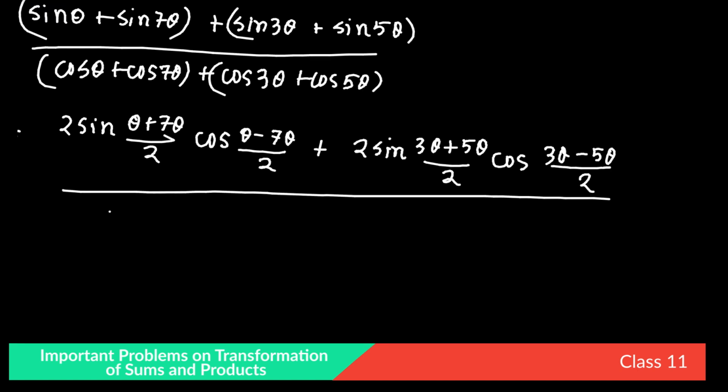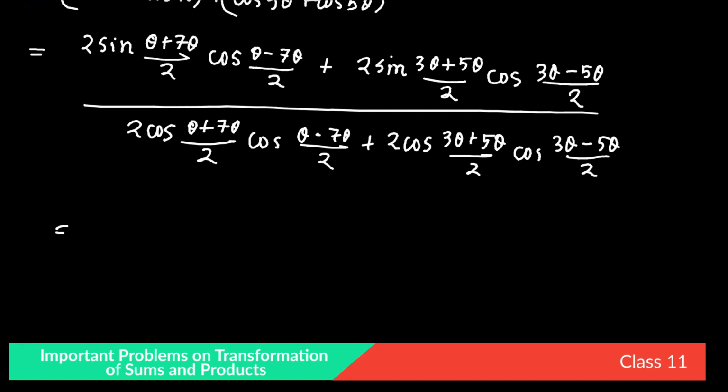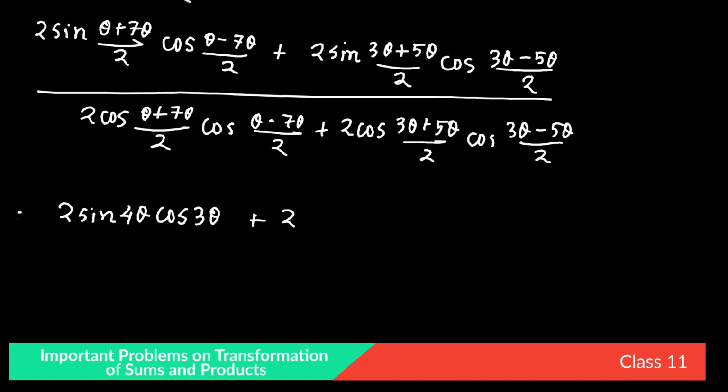by what we have, cos c plus cos d: 2 cos of theta plus 7 theta by 2 cos of theta minus 7 theta by 2, plus 2 cos of 3 theta plus 5 theta by 2 cos of 3 theta minus 5 theta by 2. Okay, so it is actually what? It is 2 sine of theta plus 7 theta, 8 theta by 2, that means sine 4 theta, and it is cos 3 theta. Why? Because theta minus 7 theta is minus 6 theta by 2, that means cos of minus 3 theta, that is cos 3 theta, plus it is 2 sine 4 theta. It is what? It is cos theta.